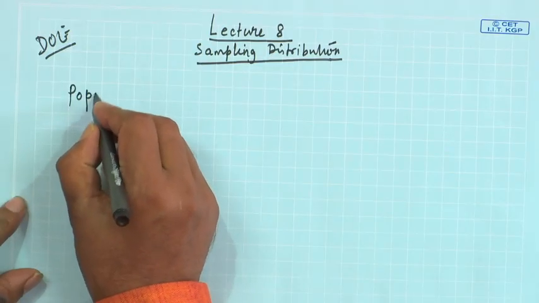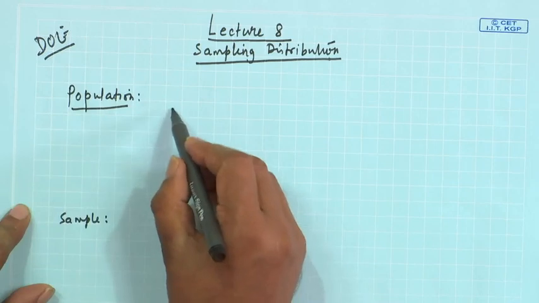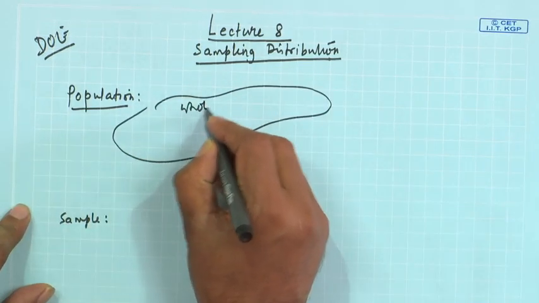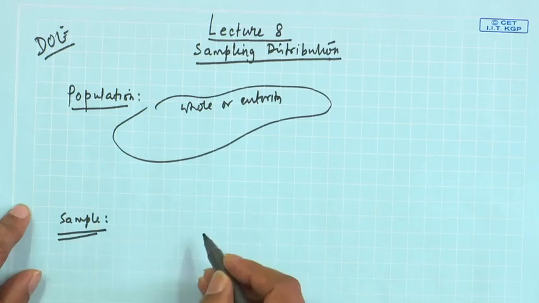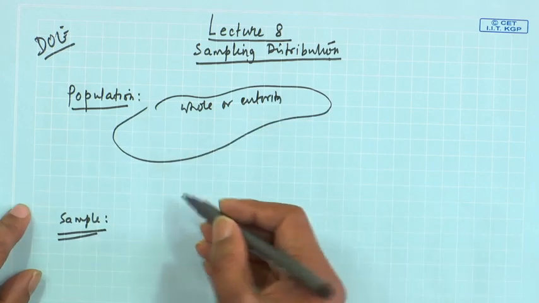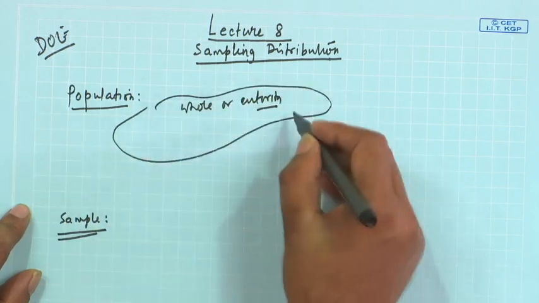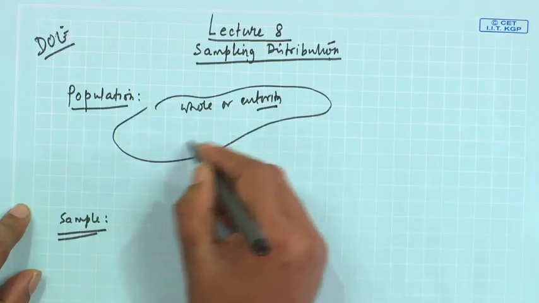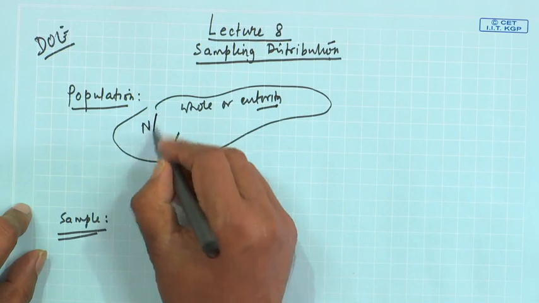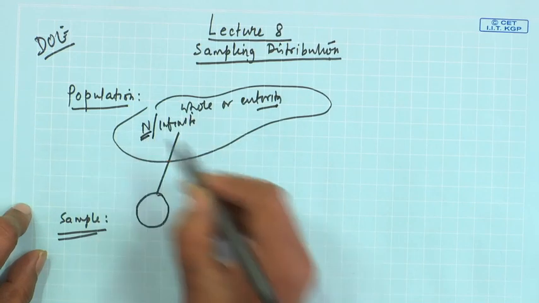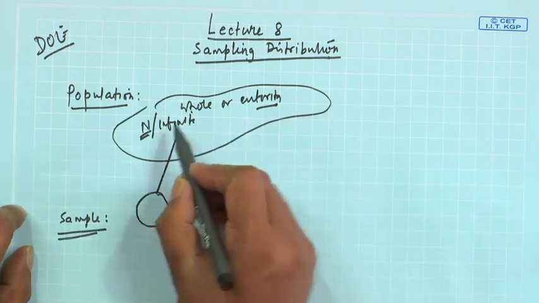I told you that there are important concepts like population and sample. For example, this is my population, this is the whole or entirety. Now, when you take a sample, you take a portion of that whole population from different segments, and the total collection will be something like this. This population may be finite or infinite. Finite means the total number of items of interest will be n. Infinite means it is infinite.